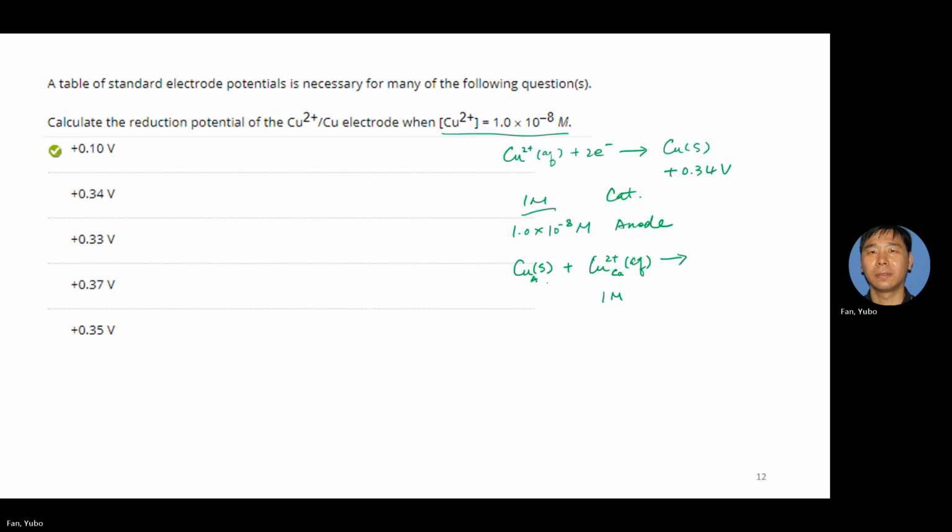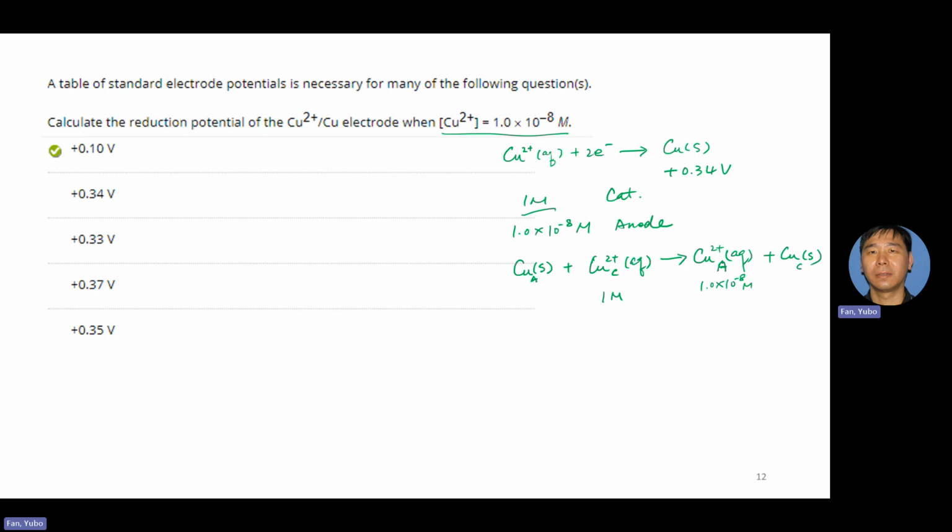Then this copper in the anode can be oxidized to form copper-2 plus aqueous. Its concentration is 1.0 times 10 to the minus 8 molar. So the other one, 1 molar copper-2 can be reduced to copper solid. Okay, this is the anode, this is the cathode. Sorry, my bad. Anode is oxidized, cathode is reduced. Okay, we proceed here.